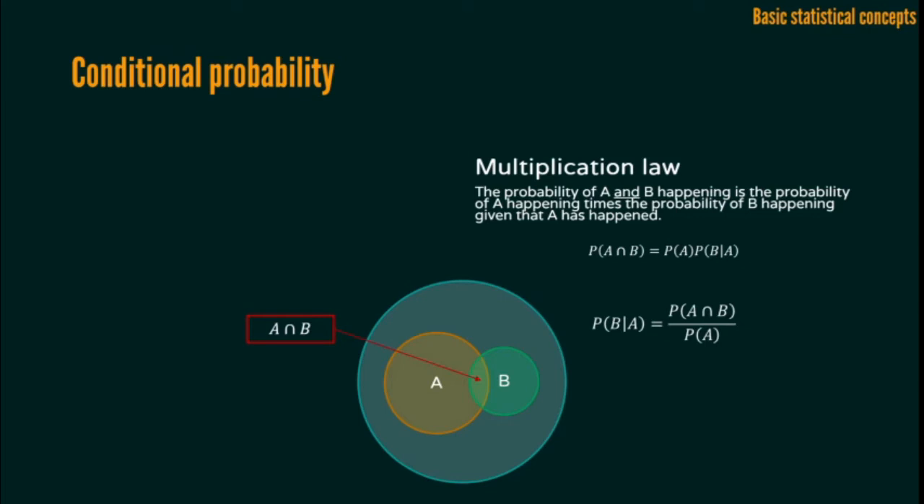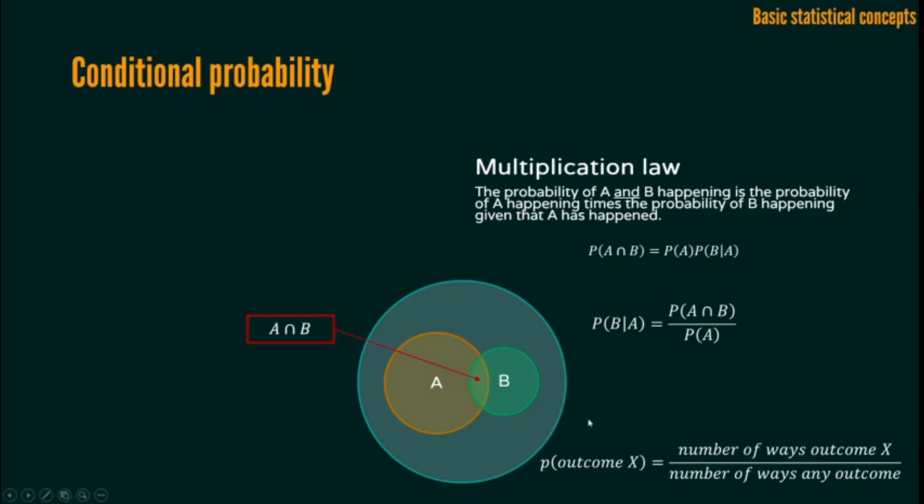The probability of an outcome is the number of ways the outcome could occur divided by the number of ways anything could occur. There it is again. The only difference is that we already know A has occurred. So the number of ways any outcome could occur is contained within that set A. Right, now for a little bit of magic.